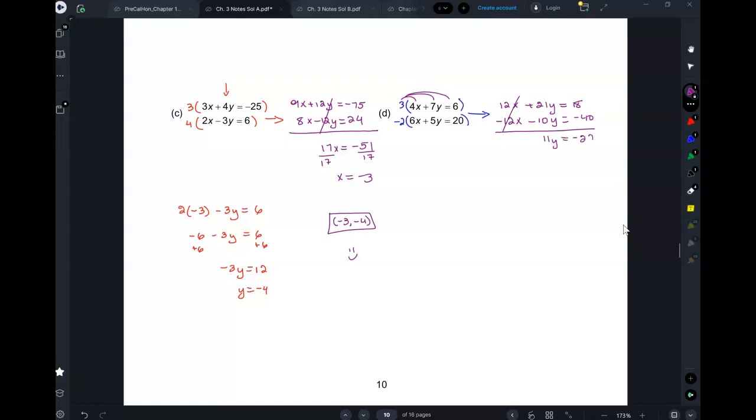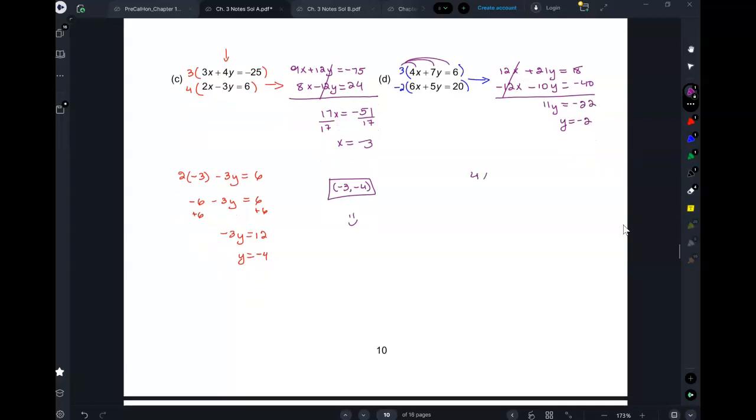11y equals negative 22. Y is negative 2. Okay. 4x plus 7 times negative 2 equals 6. 4x minus 14 equals 6. 4x is 20, x equals 5. So I get 5 comma negative 2.